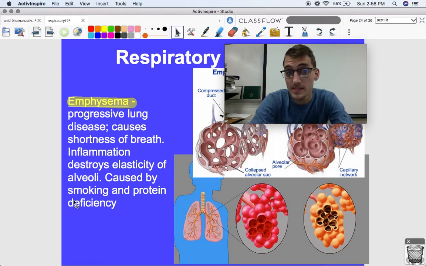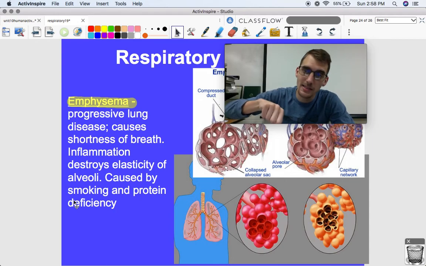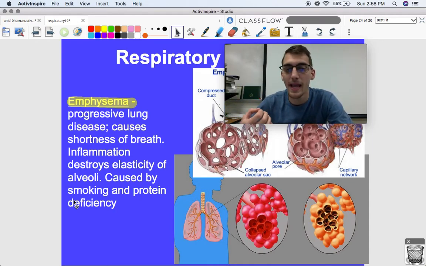And emphysema, smoking, can destroy the elasticity of them. Okay, so they won't be able to expand much, and you can't really take in as much air. Your tidal volume and your vital capacity decrease by a lot if your alveoli can't expand and they can't healthily take in the amount of air that they should.